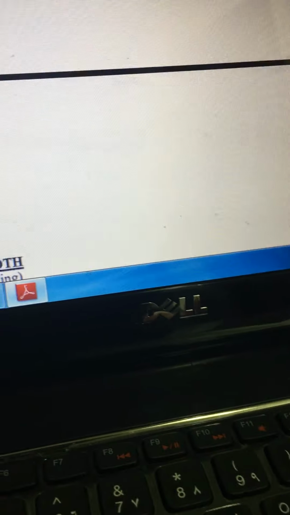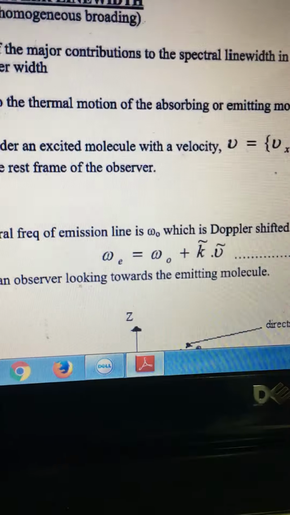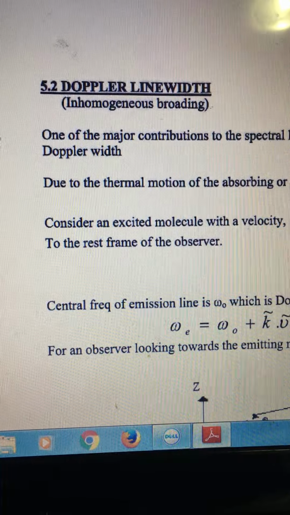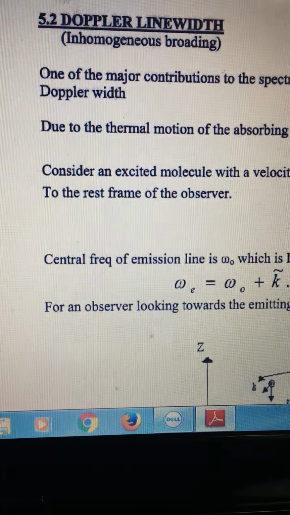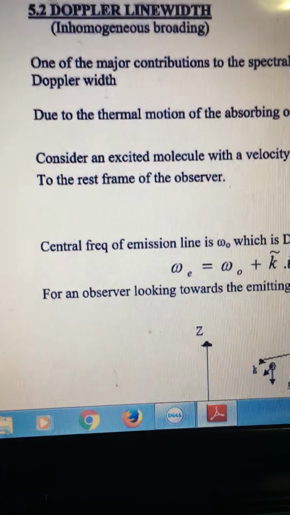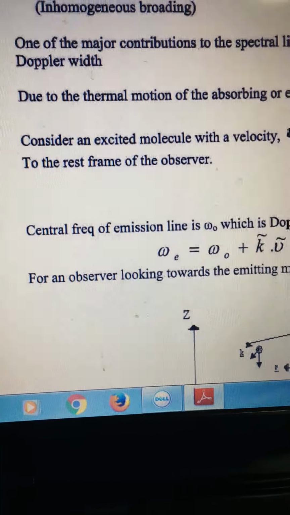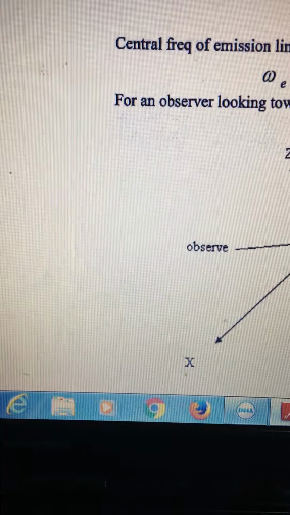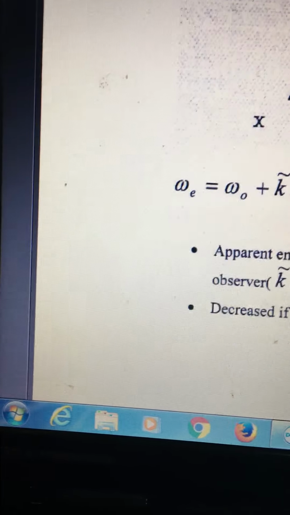And we also have the second type, which is the Doppler line width, also called inhomogeneous broadening. One of the major contributions to the spectral line width in gases at low pressure is the Doppler width, which is due to the thermal motion of the absorbing or emitting atoms. Here we can see the observer looking towards the emitter, and this is very important.